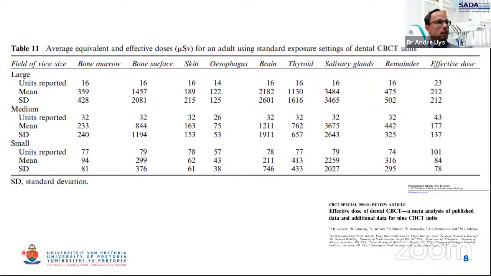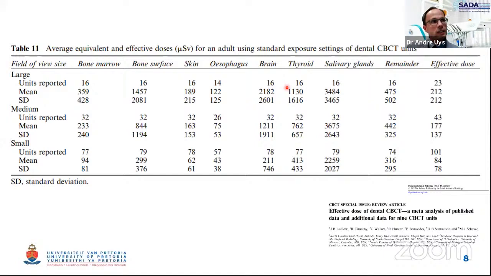In quite a recent study in DMFR, they provided summary data on adult doses. And what you can see here is that for large field of view, medium field of view, and small field of view machines, there's quite a difference between what was reported and what they found in their studies. Now, remember, the reported effective doses may not have included all the tissue weighting factors. That's why, if you look at data, you've got to take into account the volume size and what tissue was involved, and whether they really included that in their calculation.